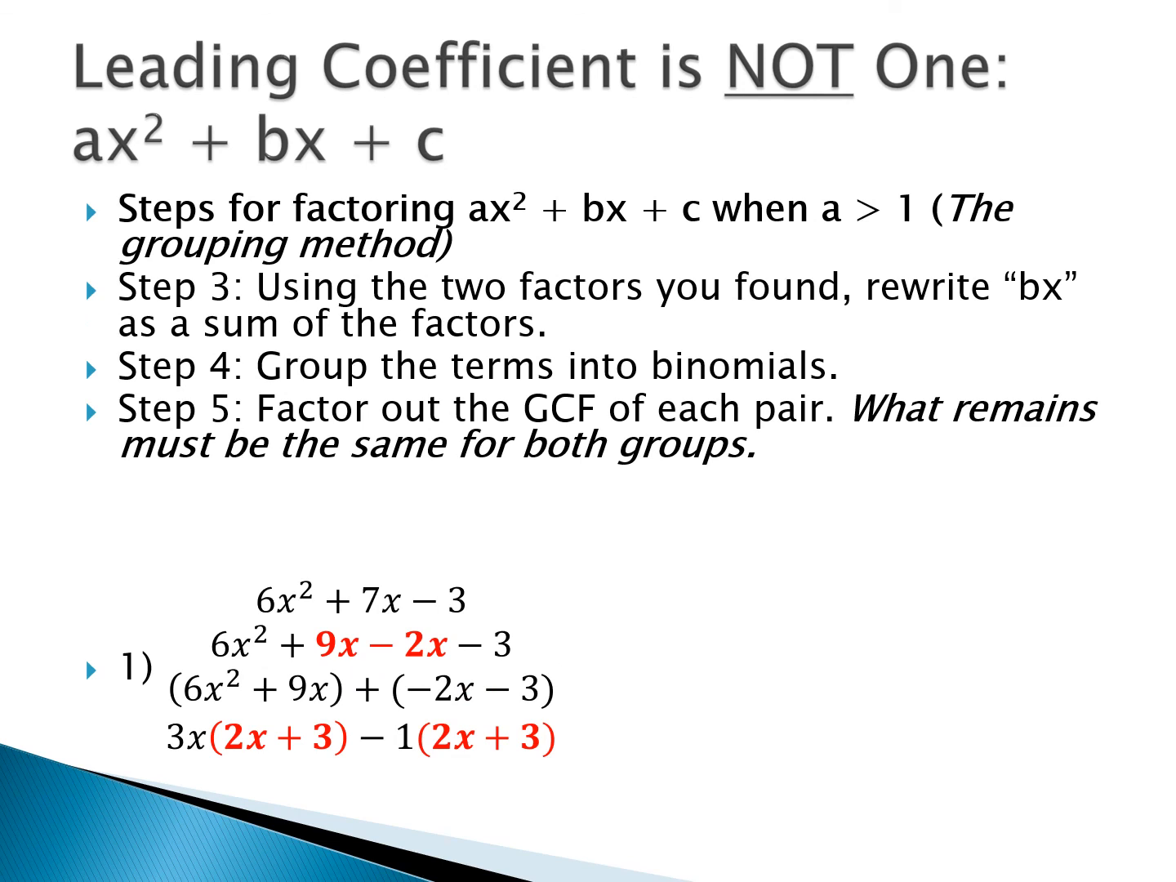Step 5, factor out the GCF of each pair. What remains must, and if you did it correctly, should be the same for both groups. So for 6x squared plus 9x, I can factor out 3x. For minus 2x and minus 3, there isn't really anything I can factor out other than a negative 1. And so when I do that, you'll notice that I had both 2x plus 3 and 2x plus 3 left over.